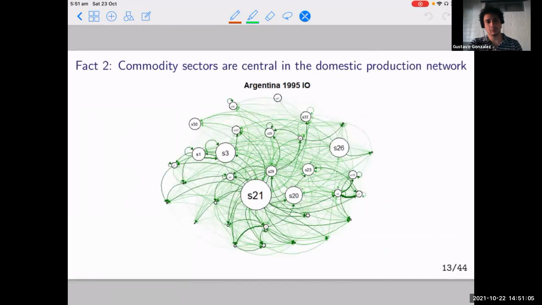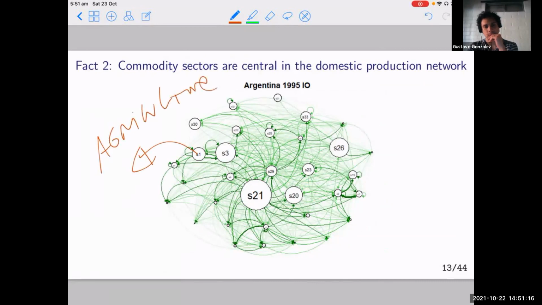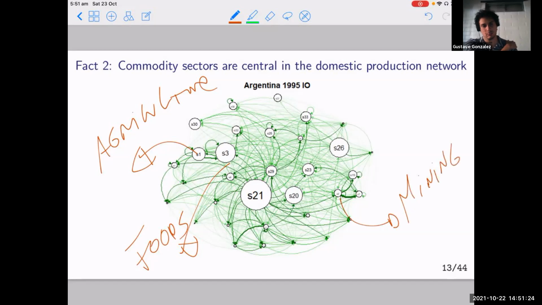And this is the second stylized fact, and this is sector one, agriculture here. This is the production network. This sector three is food, and then we have sector two somewhere here. That one is going to be mining in Argentina as an example. So those sectors, and this is the domestic production network, are super interconnected to other industries.